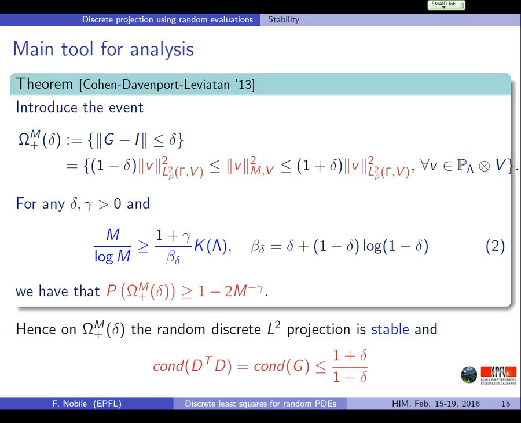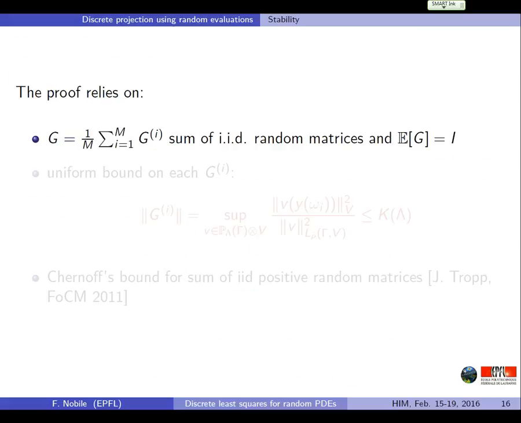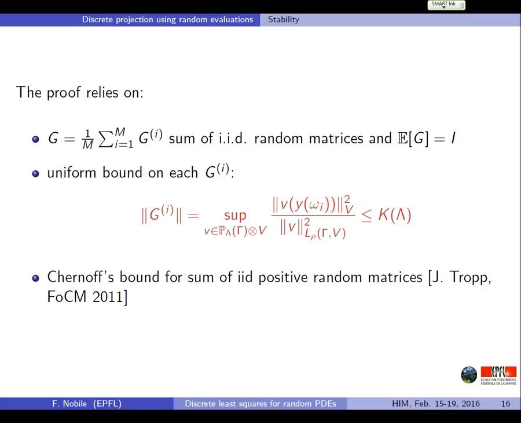Okay, so this result is just based on concentration of measure inequalities and the fact that G is a sum of independent matrices, and the kappa, this constant here, is nothing but an upper bound on the spectral norm of each one of those matrices. Basically, I show that the spectral norm is a ratio between the discrete norm and the continuous norm, and the discrete norm is bounded by the L infinity norm, so I can use this as an upper bound of each.